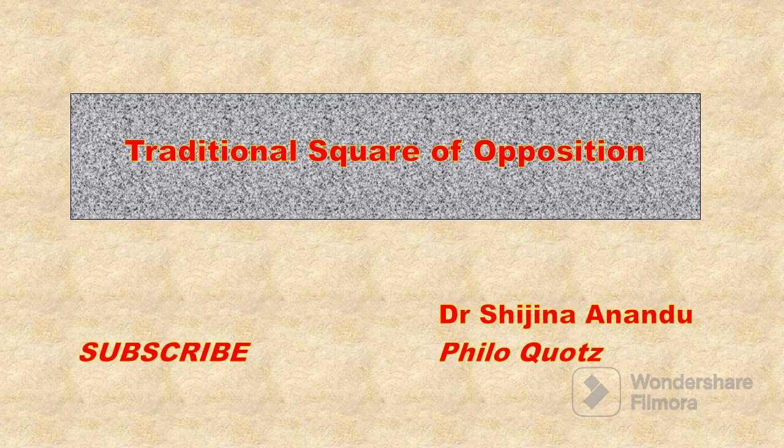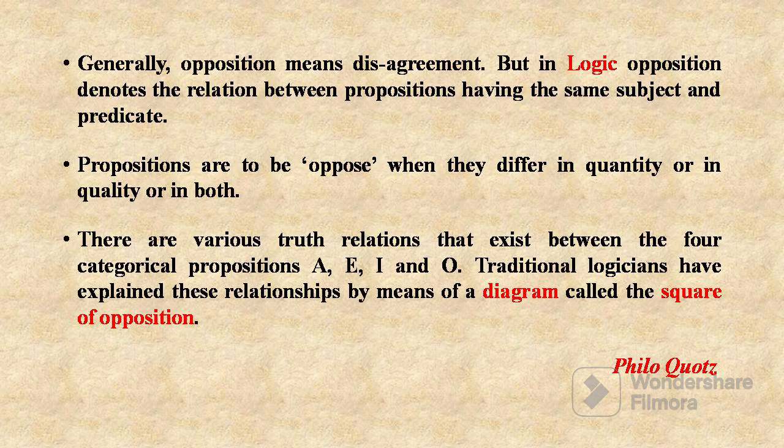It's a topic in traditional logic. Generally, opposition means disagreement, but in logic, opposition denotes the relation between propositions having the same subject and same predicate. Propositions are said to be opposed when they differ in quantity or in quality or in both. There are various truth relations that exist between the four categorical propositions A, E, I, and O. Traditional logicians have explained these relationships by means of a diagram called the square of opposition.